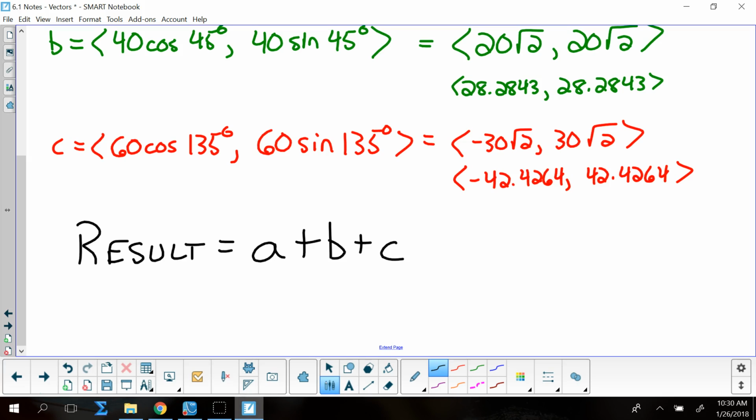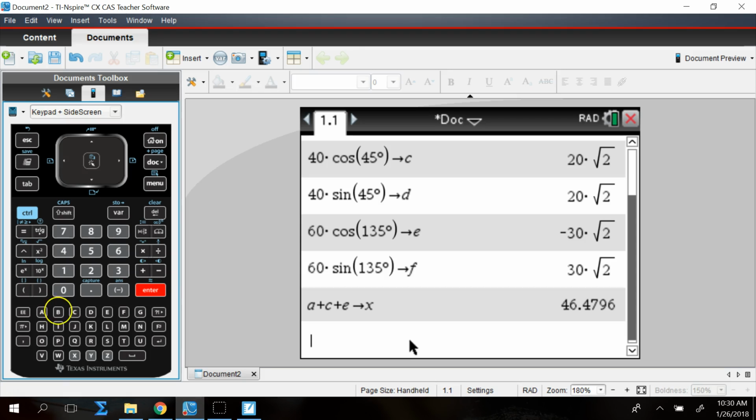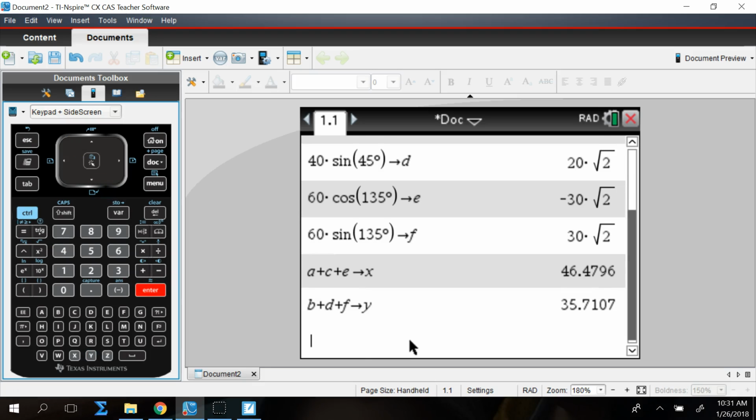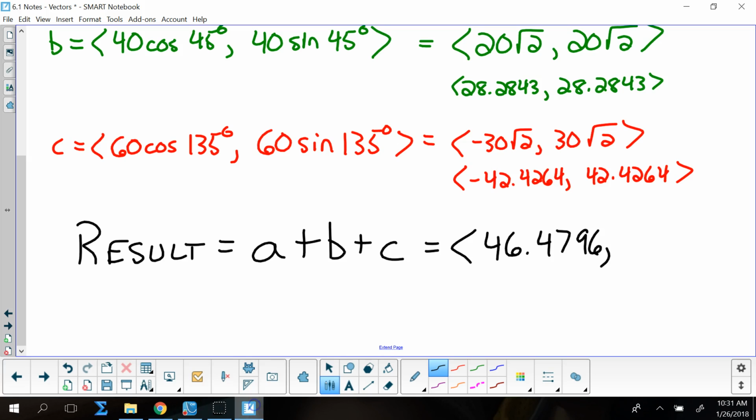Actually, we don't need this. We just need the magnitude. So that's going to be 46.4796. And then the Y part is going to be B plus D plus F, and I'm going to store that as Y. And that's going to be 35.7107.